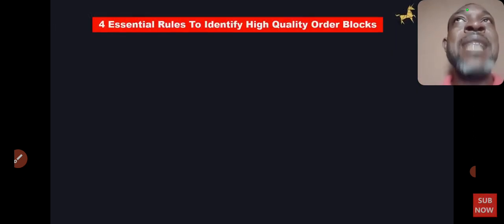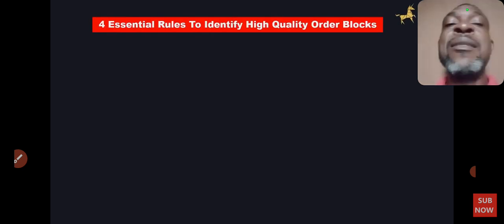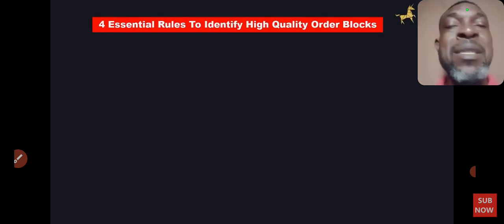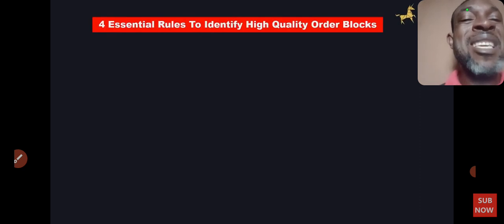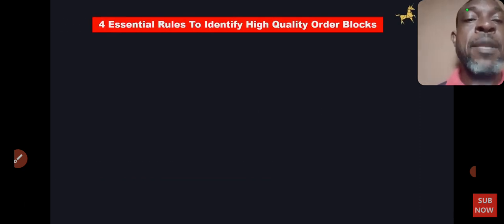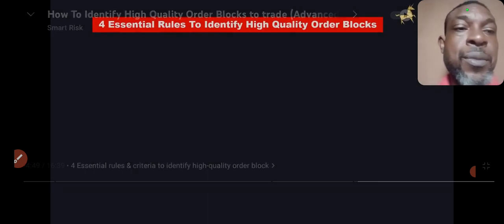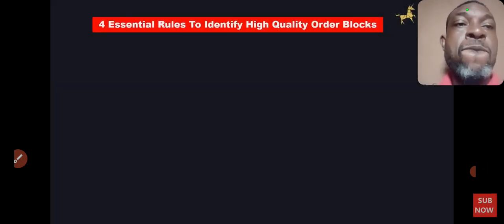Then apart from that, we are going to talk about some other rules, like an order block leading to a change of character or a break of structure, and an order block having inefficiencies, that's the fair value gap being present with the order block. Those are the things you also look out for and not just pick order blocks at random. Please listen attentively. These are the rules you must follow in order to identify order blocks with a high probability of success.